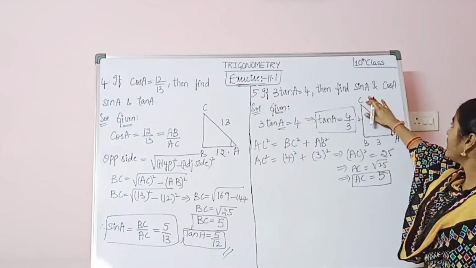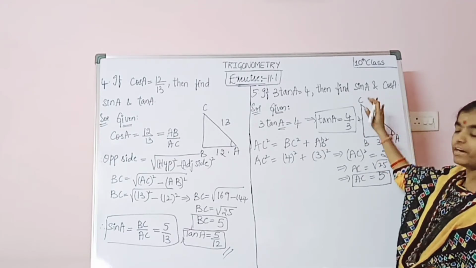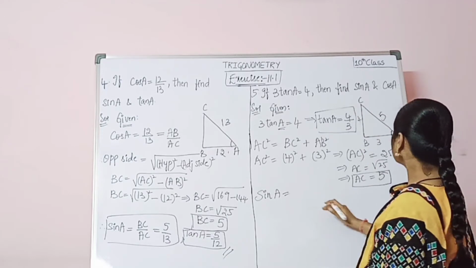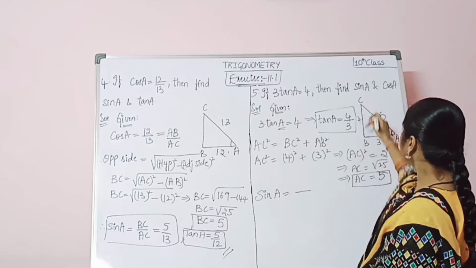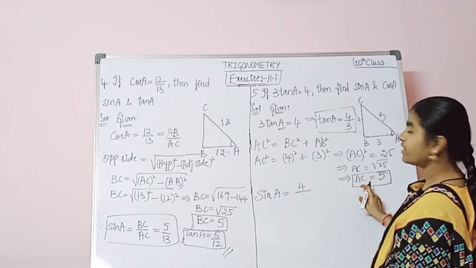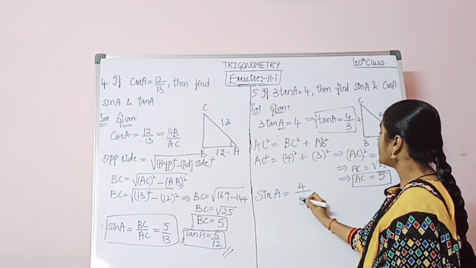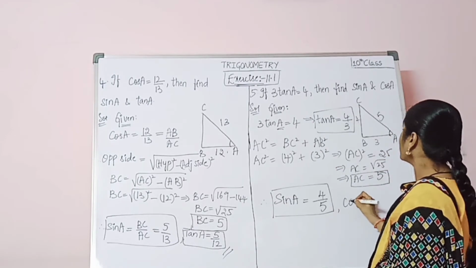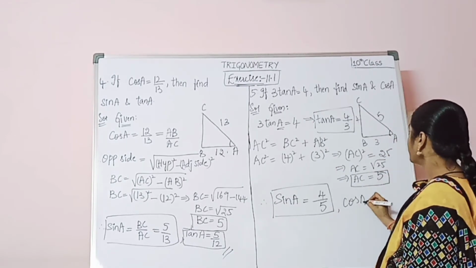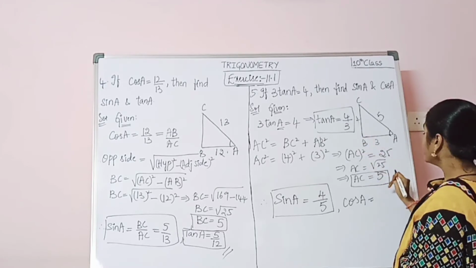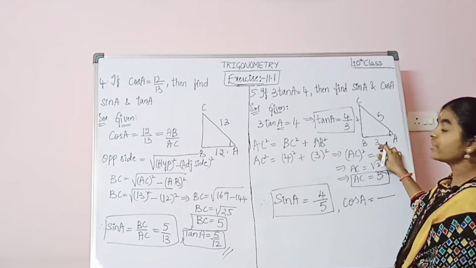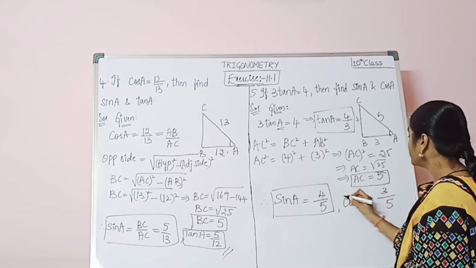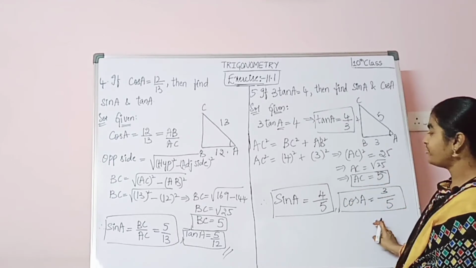Now what we have to find? Sin A value and cos A value we have to find. Now sin A equals, what is the formula for sin A? Opposite side by hypotenuse. So what is opposite side here? BC equals 4 and what is hypotenuse? 5. So sin A equals 4 by 5. Now cos A. Cos A equals adjacent side by hypotenuse. What is adjacent side here? 3. Now what is hypotenuse? 5. So cos A equals 3 by 5.